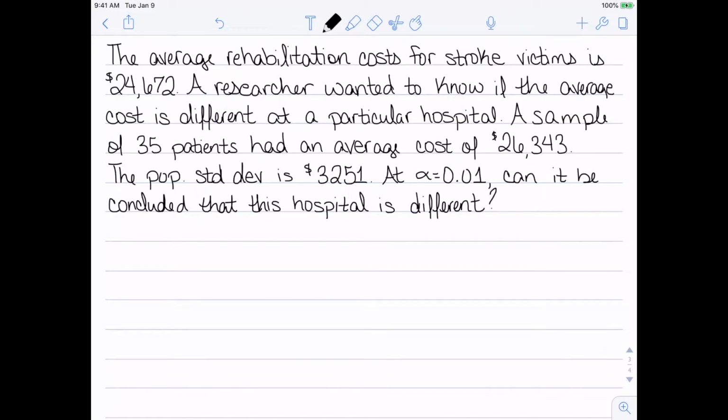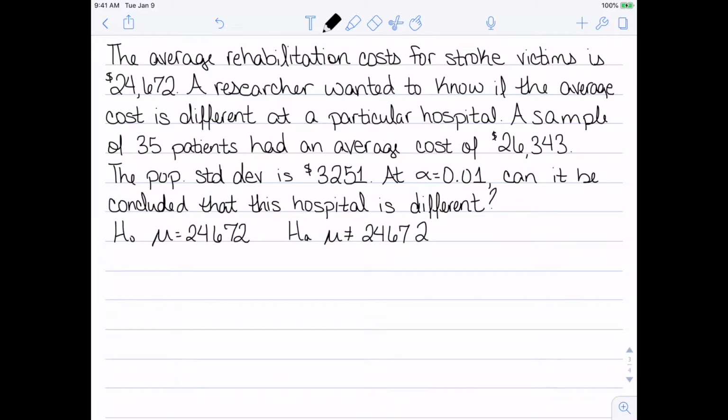We know that the average rehabilitation cost for stroke victims is $24,672. A researcher wanted to know if the average cost is different at a particular hospital. A sample of 35 patients had an average cost of $26,343, and the population standard deviation is 3,251. At alpha equal to 0.01, can it be concluded that this hospital is different? So let's start with our hypotheses. We know that the average cost is $24,672, so that would be our null hypothesis. The researcher is not claiming that this hospital is above or below average, just that it's different. So HA would be not equal to.